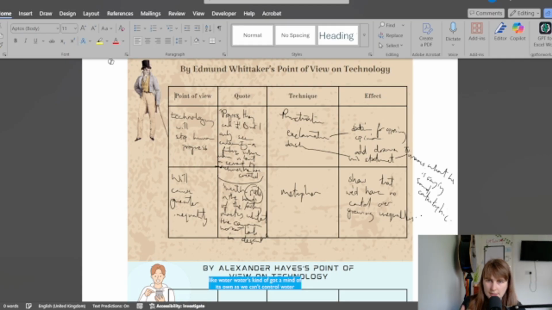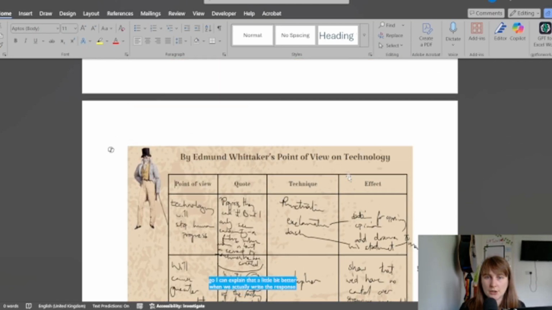It's like, I guess it would be the natural thing for the wealth to pool there. Almost like it's inevitable. Water goes where it will go. I can explain that a little bit better when we actually write the response. Okay, so there we have it.